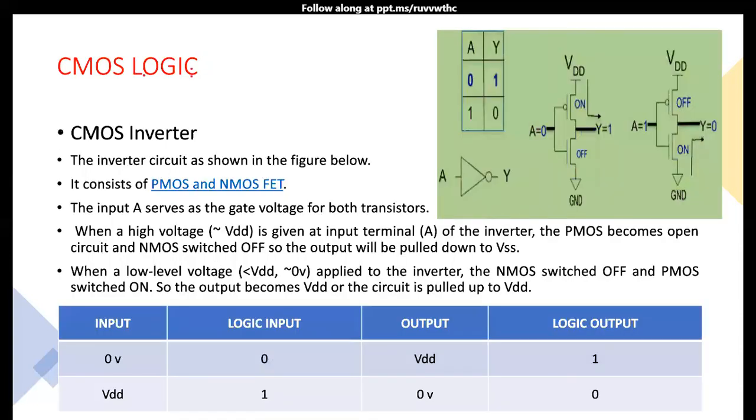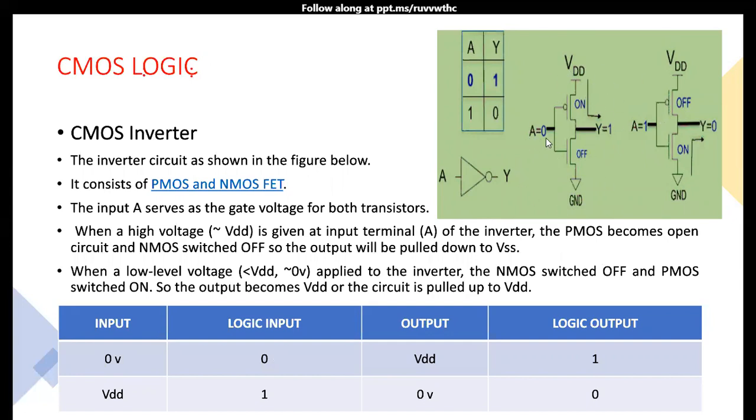Let us see the basic circuit of CMOS logic, that is the CMOS inverter. This CMOS inverter consists of one PMOS transistor and one NMOS transistor. The gates of the PMOS and the NMOS transistor are connected together, and that is connected to the input. The supply is applied to the PMOS transistor, and the output is taken in between the PMOS and the NMOS transistor. Let us see the working of this CMOS inverter.